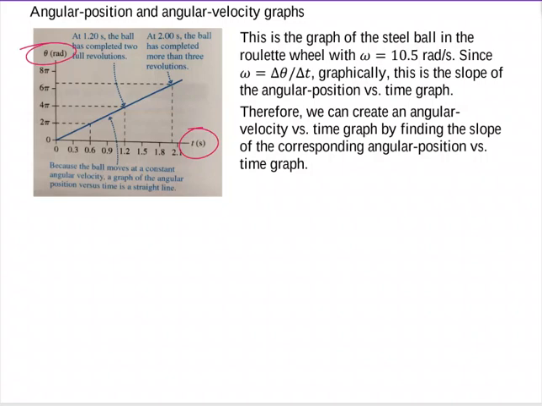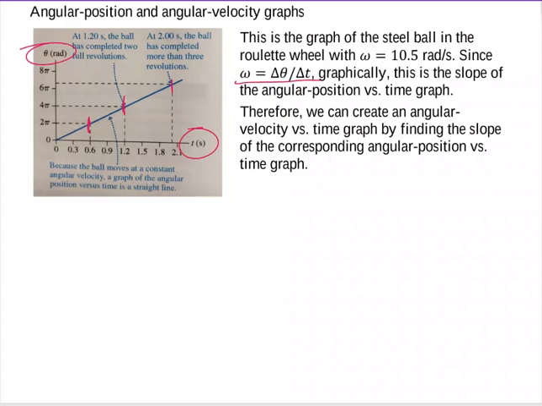It would be rotational acceleration. At 1.2 seconds, the ball has completed 2 full revolutions right here. Right here, the ball has completed 1 full revolution, okay? At 2 seconds, the ball has completed more than 3 revolutions, okay? Now, on the graph, omega equals delta theta over delta t graphically. That's the slope of the angular position versus time graph.